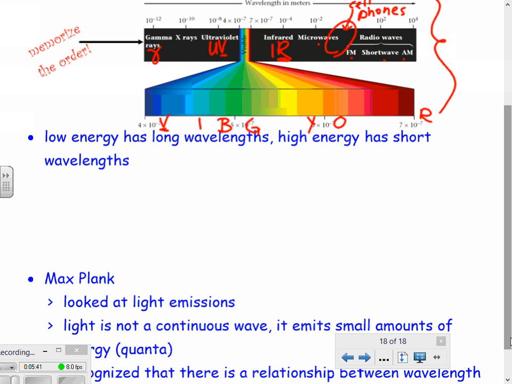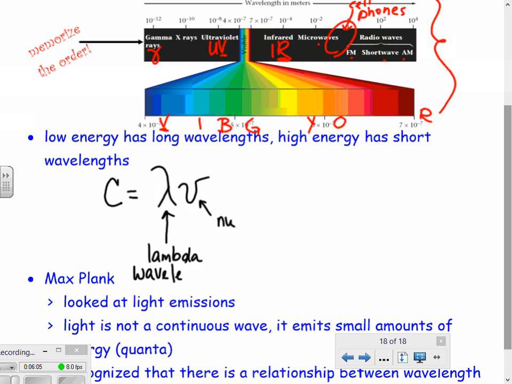And we've come up with this equation. The equation is c equals, we have a Greek letter lambda, it looks like an upside down y, nu. Okay, so lambda, just spell it out, and nu, N-U. Lambda is our wavelength, and our wavelength is measured in meters. Our nu is our frequency.